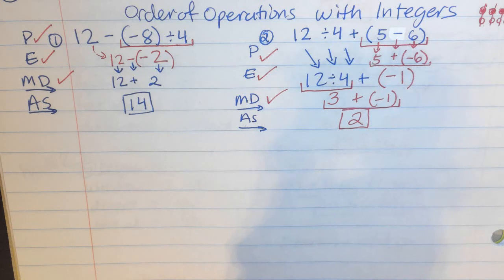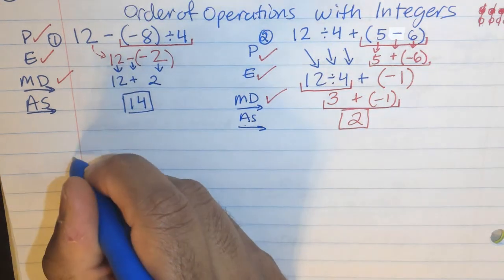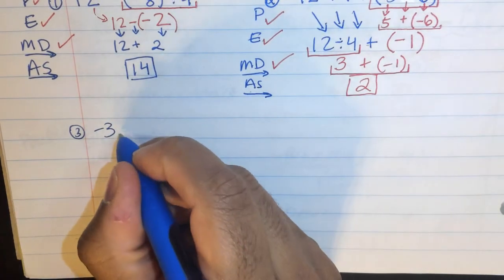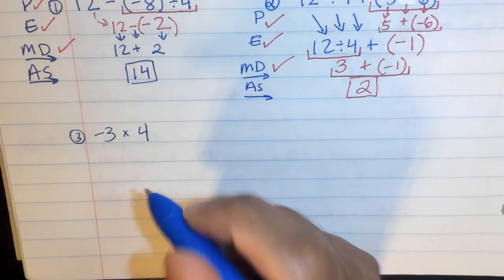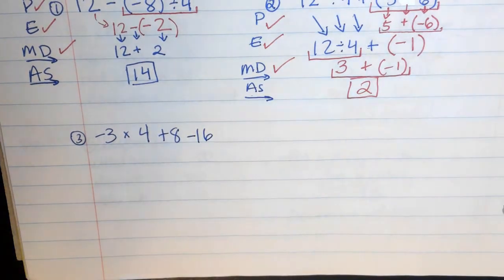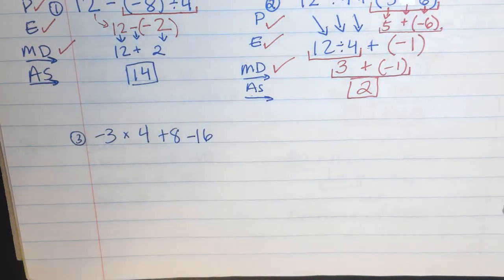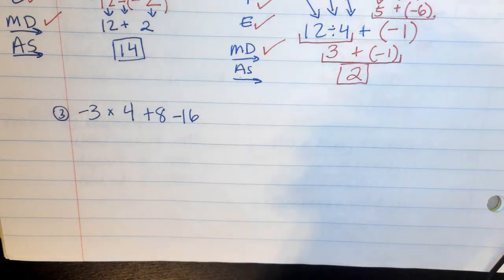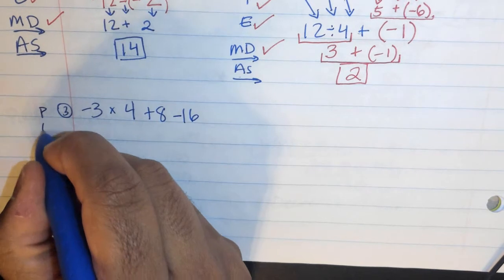Thinking, guys. I'm looking through my vast number of problems. Okay. Let's do negative 3 times 4 plus 8 minus 16. Negative 3 times 4 plus 8 minus 16. And like I said, every single time, guys, write the word PEMDAS, right? Because that's what's going to help you out.